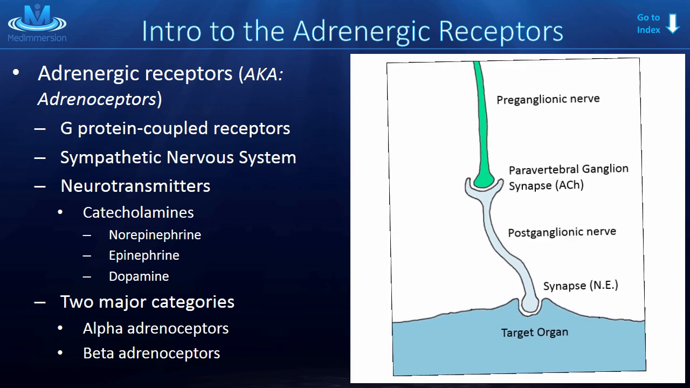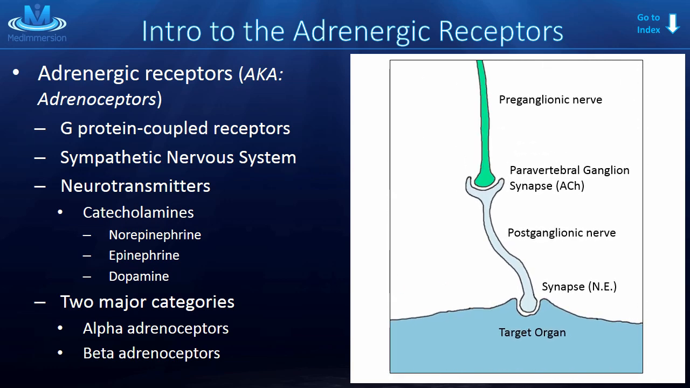The picture on the right here is a crude representation of the sympathetic nervous system. The top nerve, the green nerve, is the preganglionic nerve. The middle nerve is the postganglionic nerve, and the larger blue area on the bottom is the target organ, the organ that the sympathetic nervous system is trying to stimulate. The preganglionic nerve originates from the spinal cord. The synapse in the middle represents one of the paravertebral ganglia. These synapses use cholinergic receptors, which is outside of the scope of this lecture, so you'll have to look for that lecture specifically.